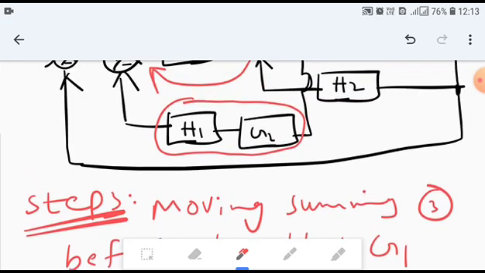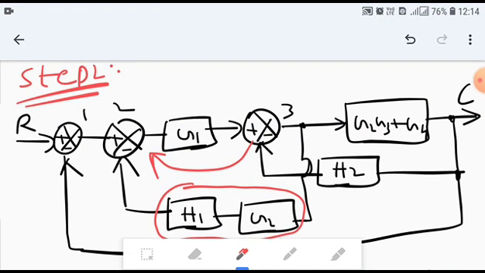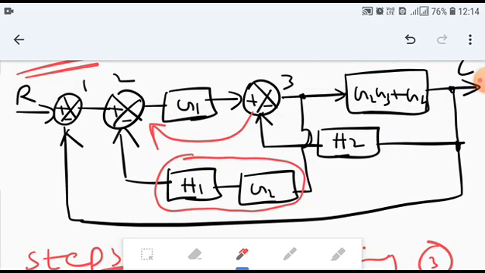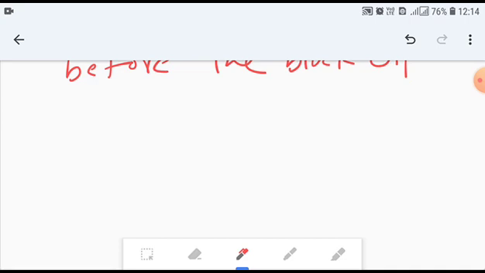And here we are moving the summing point ahead of block G1. So whenever we move the summing point ahead of a block, what we have done earlier is we have added a new block of 1 by G1. You can understand that property, rule number 6, where we move the summing point before the block, we have to add a new block of the gain 1 by G1. So we will be adding that gain of 1 by G1 in the block I am drawing now.